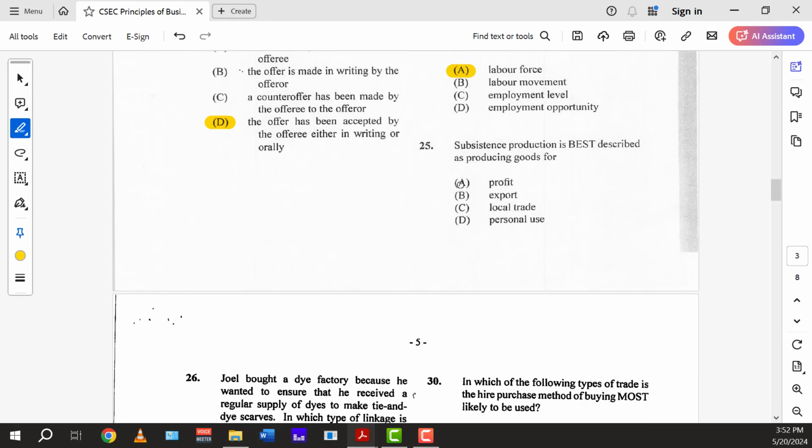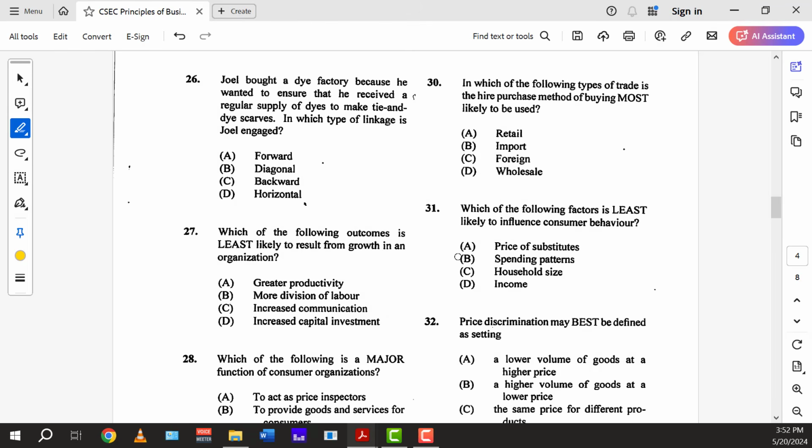25. Subsistence production is best described as producing for A, profit, B, export, C, local trade, or D, personal use. Personal use, D, best answer.